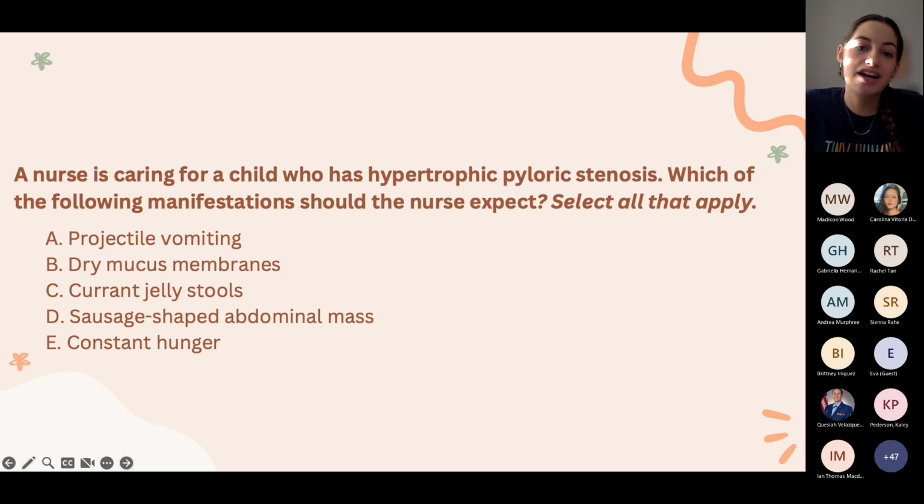All right. A nurse is caring for a child who has hypertrophic pyloric stenosis. Which of the following manifestations should the nurse expect? Select all that apply. Projectile vomiting, dry mucous membranes, currant jelly stools, sausage-shaped abdominal mass, or constant hunger.